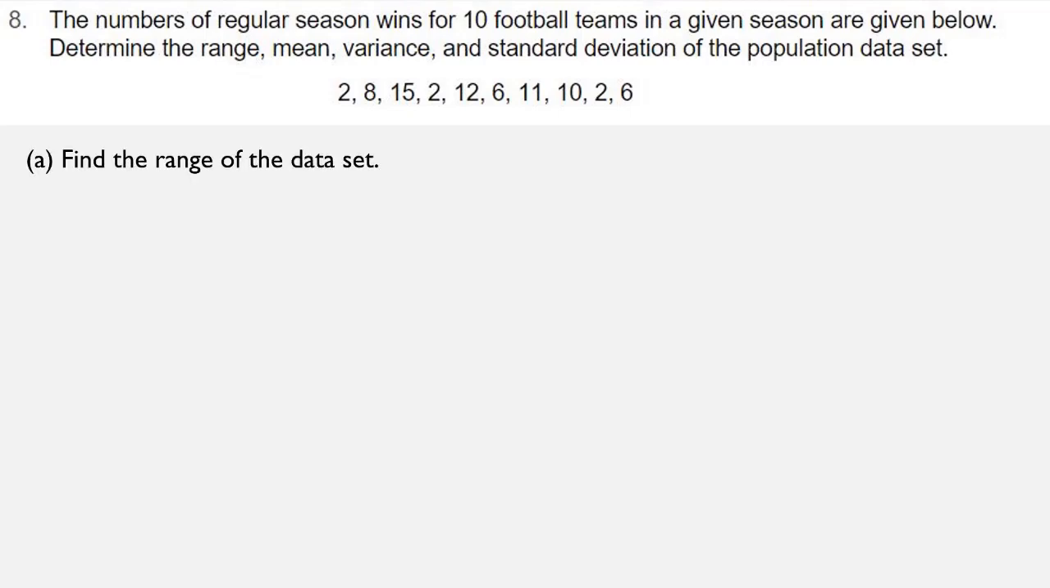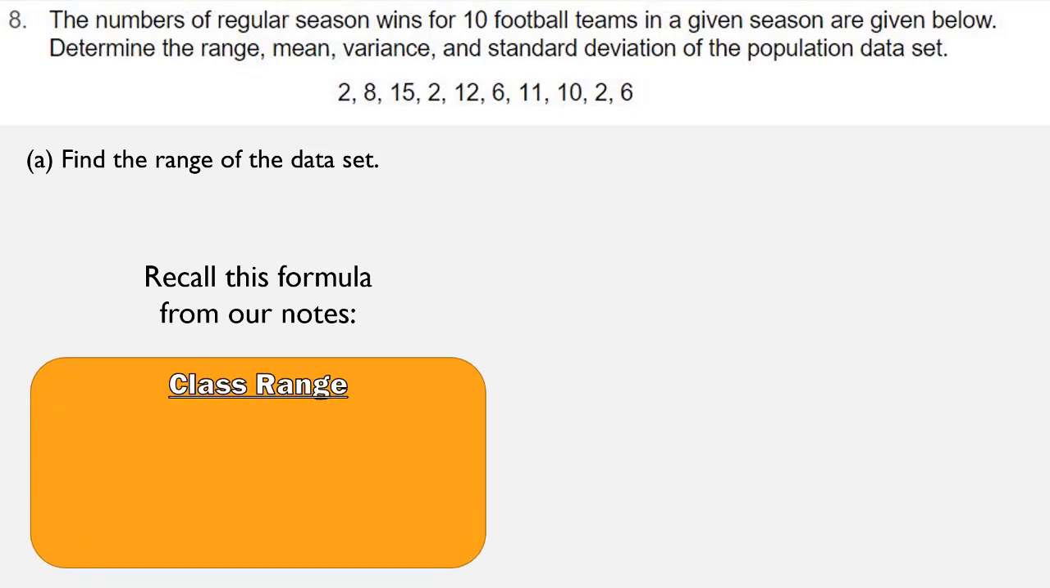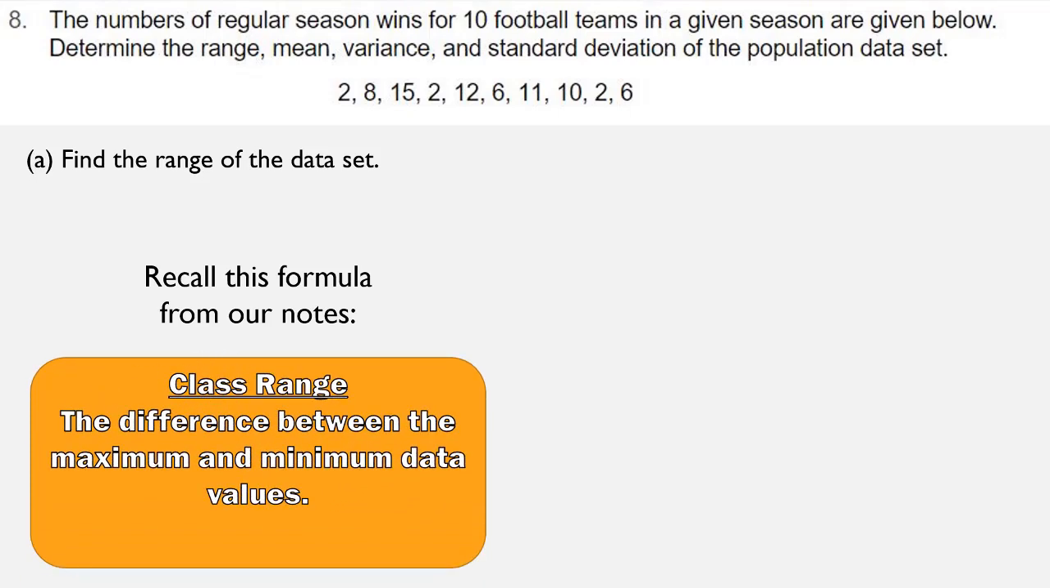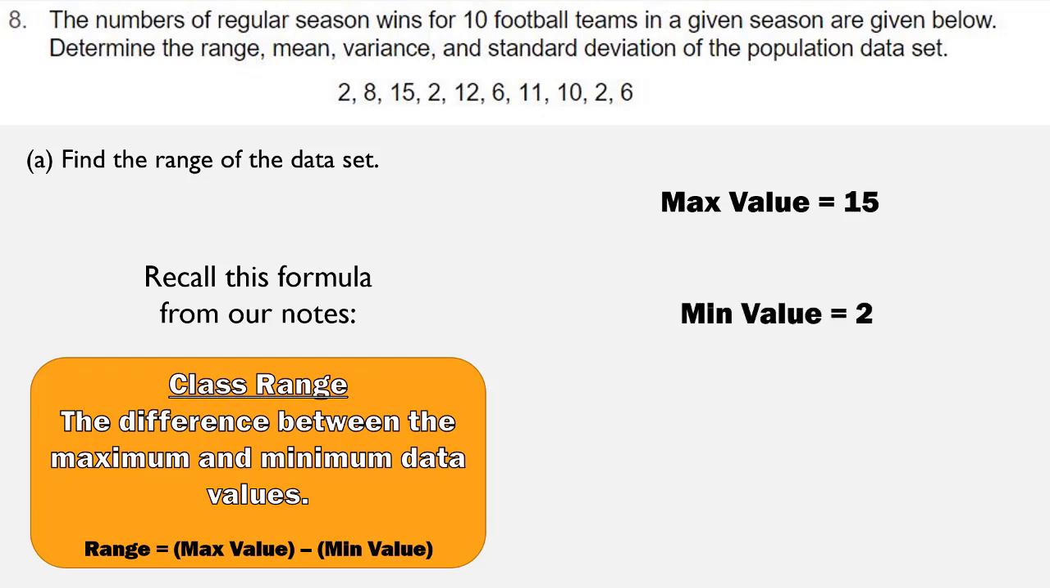So, if we start with part A, find the range, remember the formula for range is that it is the difference between the maximum data value and the minimum data value. So it's max value minus min value. And the maximum data value here is 15. The minimum is 2. So the range is 15 minus 2, which is 13. So that's our answer to part A.